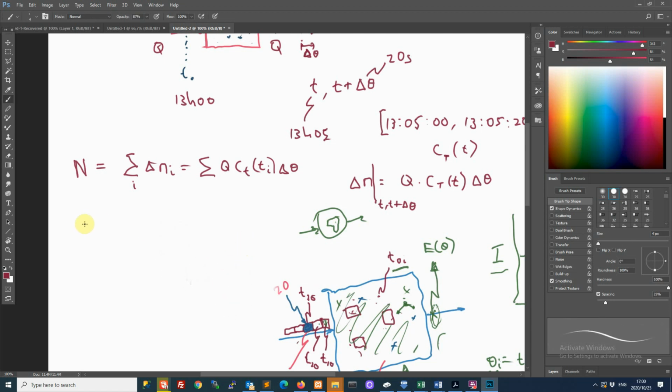Let's just clear up here a bit. And then we can say here that the fraction of tracer, so the fraction at the exit between T and T plus delta theta, is obviously going to be delta N over N. And if you compare these two, you can see there's a common Q here, right? Q is a constant of summation here. So there's a common Q which can cancel, and there's a common delta theta as well.